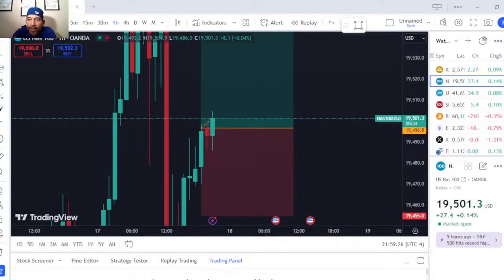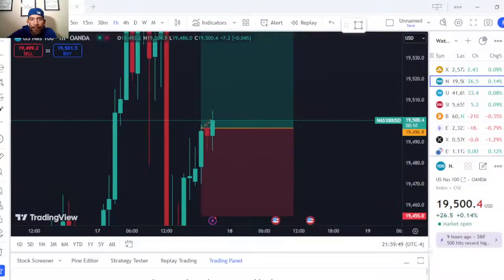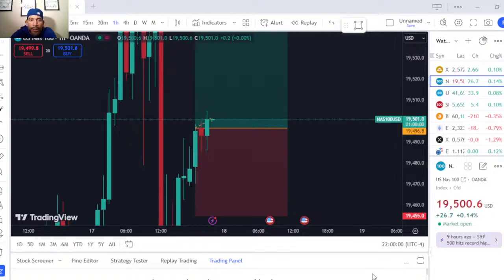All right, 35 seconds of this candle closure here. We did break the highs. Let's see what's gonna hold up here. All right, so we got a nice, strong bullish closure here.